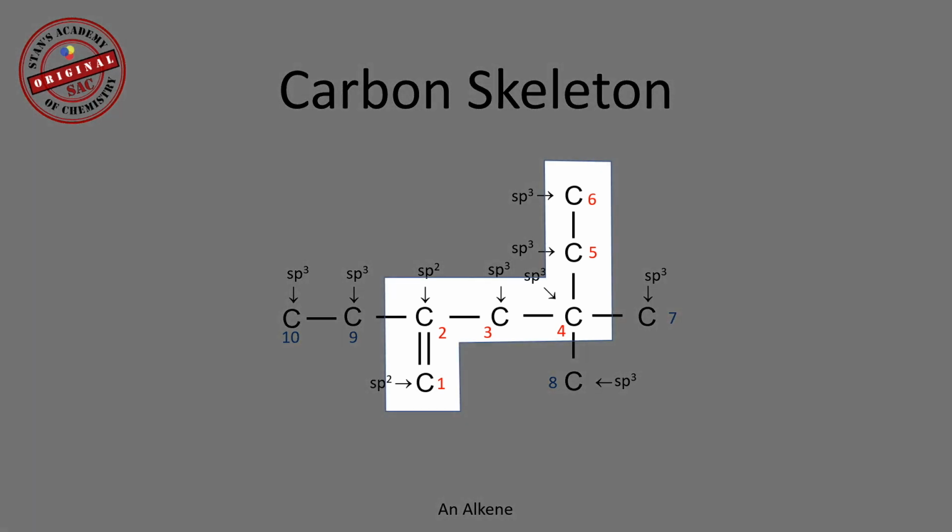Now, in this molecule, you'll find that carbon atoms 1 to 6, indicated using the red color, is the longest chain. Therefore, the parent hydrocarbon having 6 carbon atoms would be named as hexane. Since there is a double bond between 1 and 2, it will be called 1-hexene or hex-1-ene.